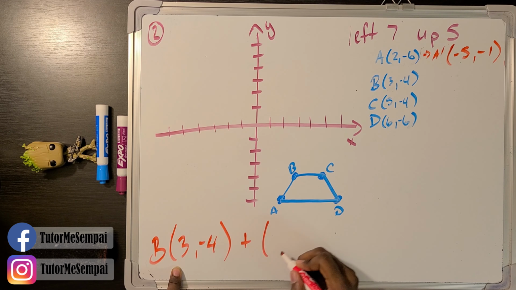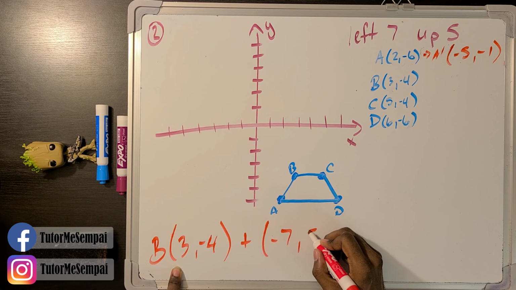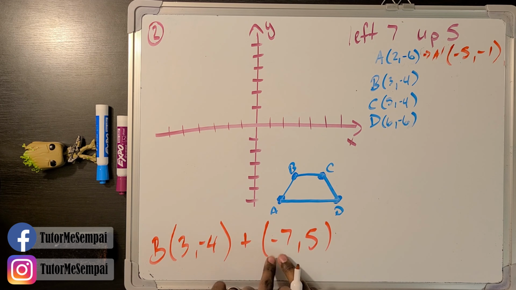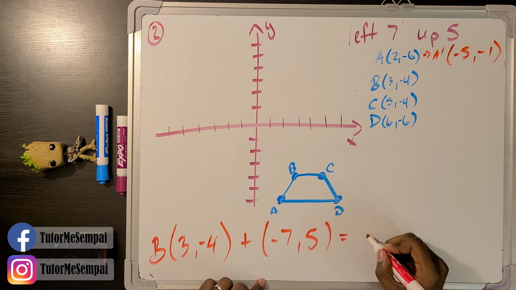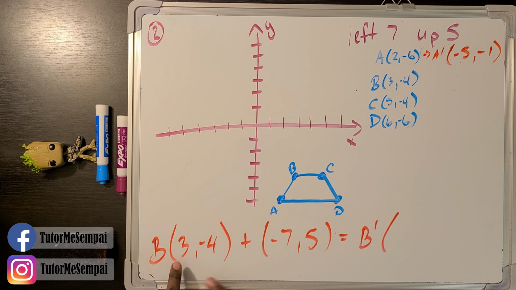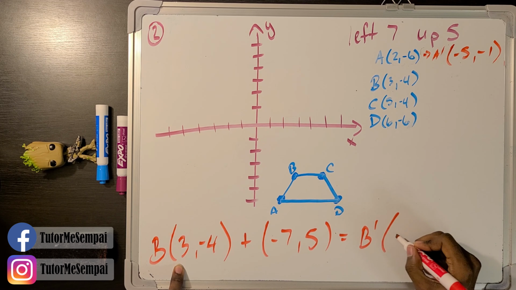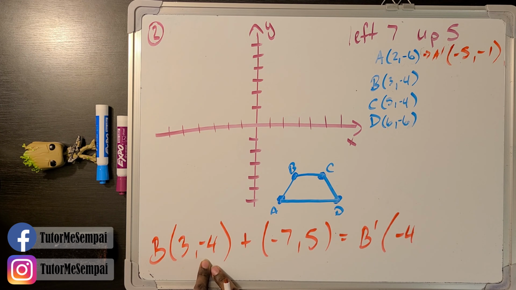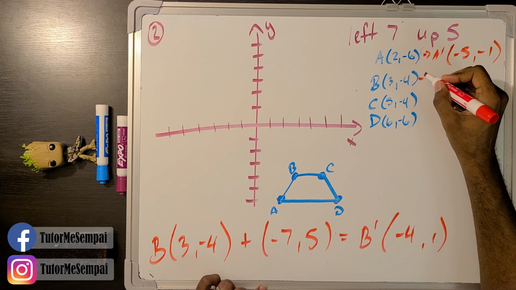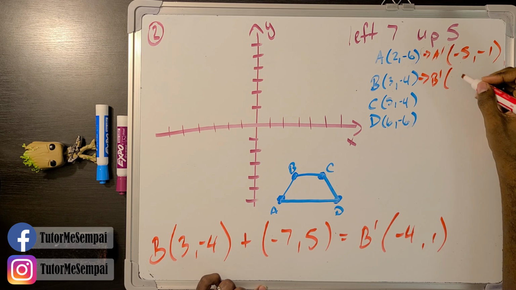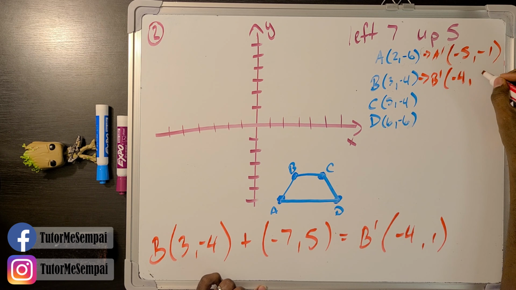And once again, we're going to be doing something like this. Plus your negative 7, 5, right? Left 7, up 5. This is going to result in a B prime of 3 minus 7 gives us a negative 4. Negative 4 plus 5 gives a positive 1. So this is going to be a B prime of negative 4, 1.